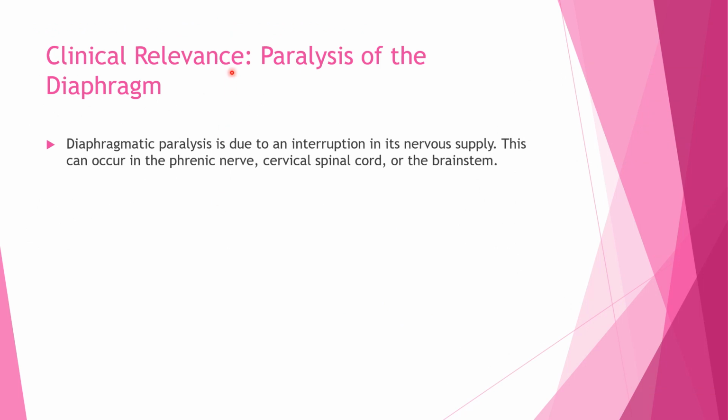Clinical relevance of the diaphragm. Diaphragmatic paralysis is due to interruption of its nerve supply. This can occur if there is damage to the phrenic nerve, or if the spinal cord is damaged, or if there is any problem with the brainstem. It can result from phrenic nerve damage, cervical spinal cord injury or brainstem damage.